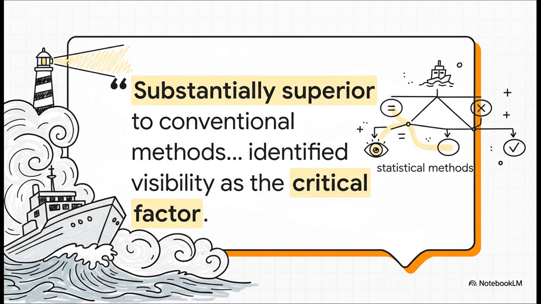Get this. In a study of maritime accidents, researchers found ETA was, and I'm quoting here, substantially superior to conventional statistical methods. And why was that? Because it allowed them to mathematically prove that poor visibility was the single most critical factor to fix. That's the kind of life-saving insight that other methods just couldn't deliver.